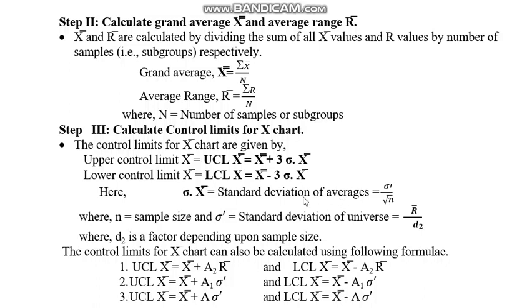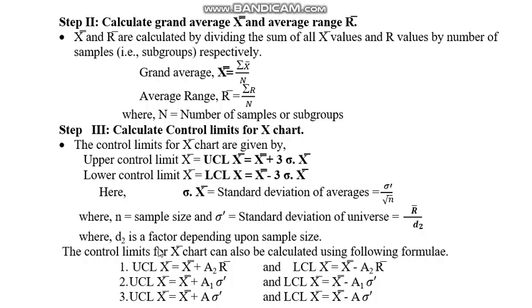Standard deviation of averages, that can be given by sigma prime upon square root of n, where n is the sample size and sigma prime is the standard deviation of the universe. And this can be given by R bar upon d2. Now R bar, we have calculated, this is the average of range, but what is d2?